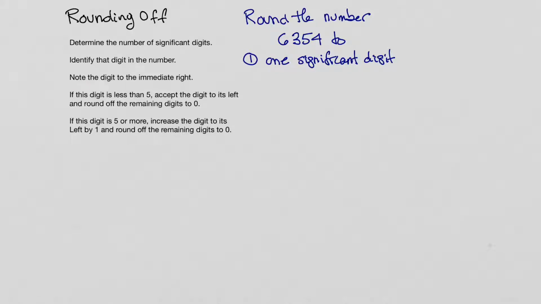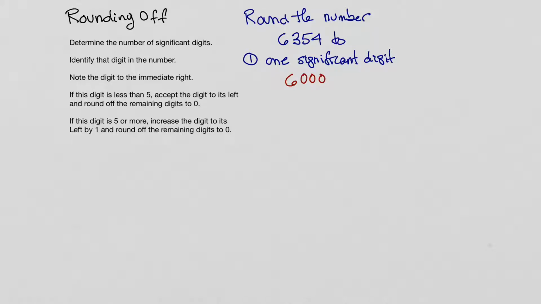Now, here's how we do this. Note the digit to the immediate right. So look at the 6, go to the immediate right. We have a 3. Now down here it says, if that digit is less than 5, accept that digit to its left. This makes it look a little harder than it really is. Look at the digit just to the right. If it's less than 5, like 4 or below, you just drop it, round it off, and make everything else zeros. So what we're going to have here is 6 and then 0, 0, 0.